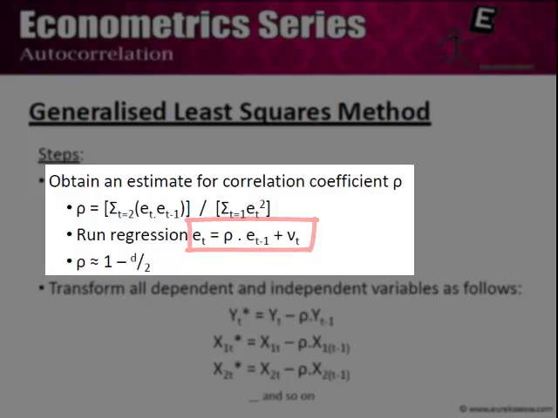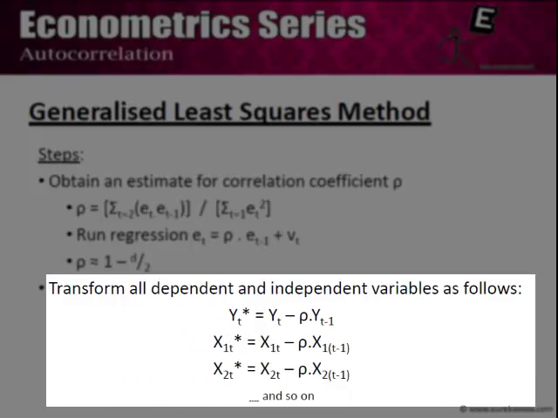A third method that we can use is to first find the Durbin-Watson d statistic and then use that statistic to find rho using the formula that we had previously used for finding d. A relation between d and rho that we had previously talked about was d is approximately equal to 2 into 1 minus rho. Now moving around the terms, we get that rho is approximately equal to 1 minus d by 2. So once we have an estimate of rho from any of these three methods, we can transform all dependent and independent variables as we have previously done for the first difference method.